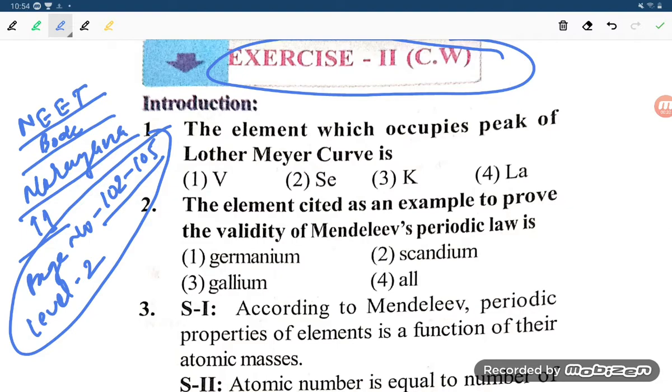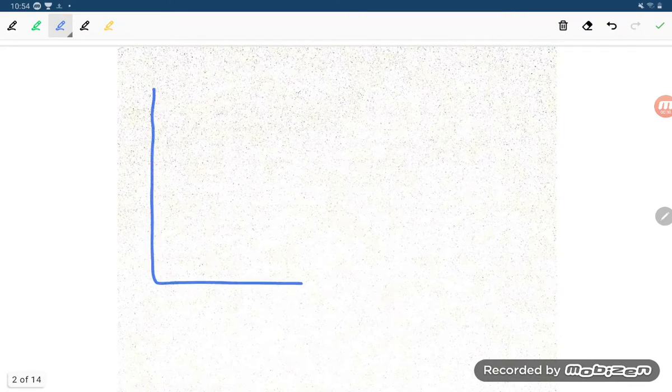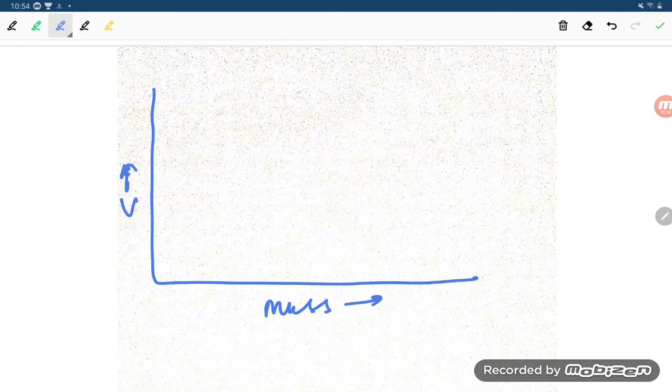So the very first question from level 2 asks: the element which occupies the peak of the Lothar-Meyer curve. The options are vanadium, selenium, potassium and lanthanum. How can you answer, student? Suppose this is the Lothar-Meyer curve. The atomic mass is on this axis and the atomic volume is on this axis. The curve is obtained like this.